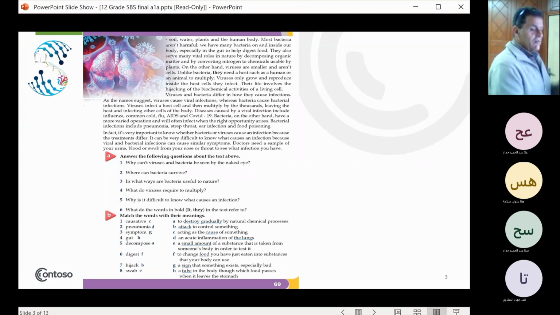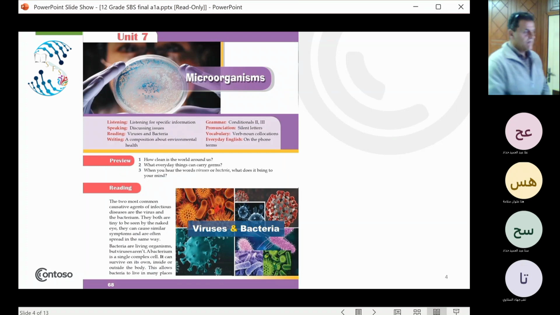Let's go back to the text and start reading. So we are going to read about viruses and bacteria and to discover what the differences are between the two items, the two things here. Let's start reading. Who will read? Who can start reading?